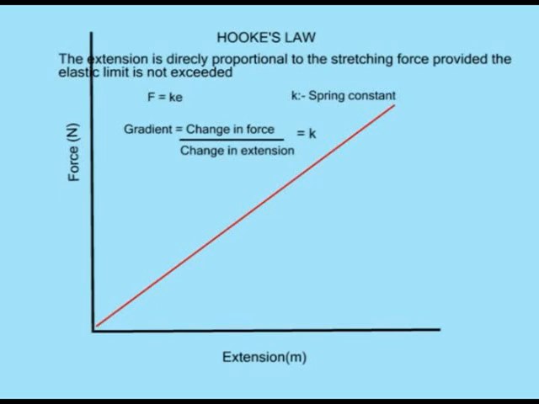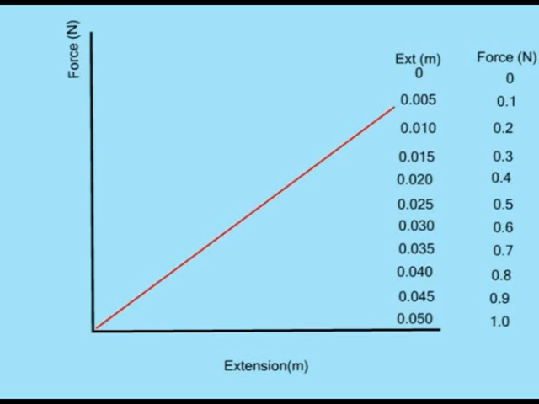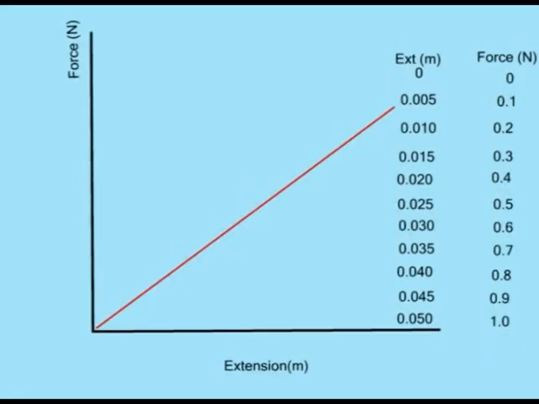Convert millimeters into meters by dividing by 1000. 20 millimeters is equivalent to 0.02 meters, and 15 millimeters is equivalent to 0.015 meters. Change in force over change in extension. If I come and finish, I'll get 20 newton per meter. Now you realize newton per meter is the unit for spring constant.